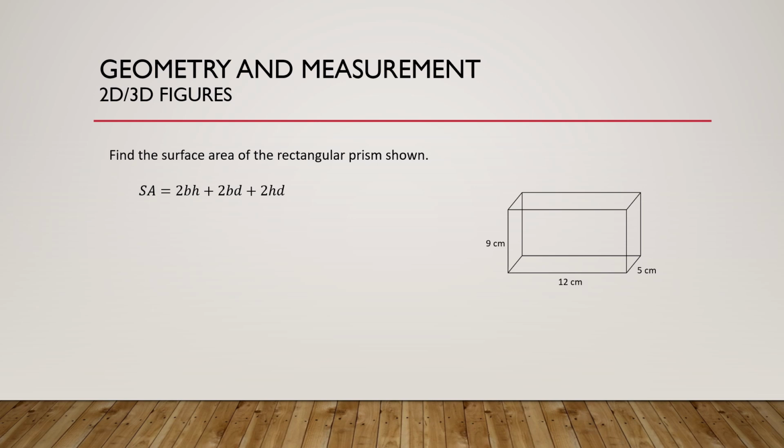With given values, base equals 12 centimeters, height equals 9 centimeters, and depth equals 5 centimeters, we just fill in our values to get 2 times 12 centimeters times 9 centimeters, plus 2 times 12 centimeters times 5 centimeters, plus 2 times 9 centimeters times 5 centimeters. We do the multiplication first.